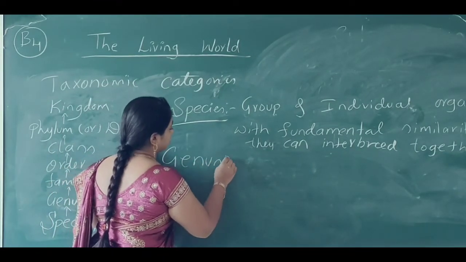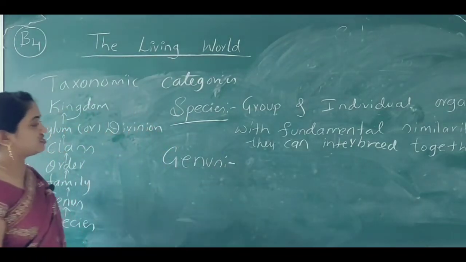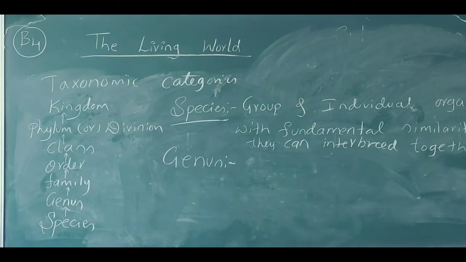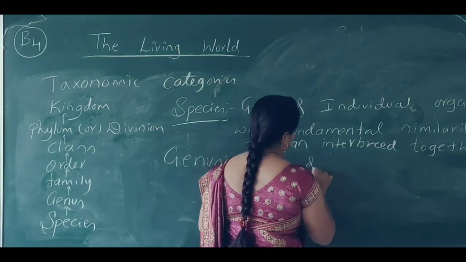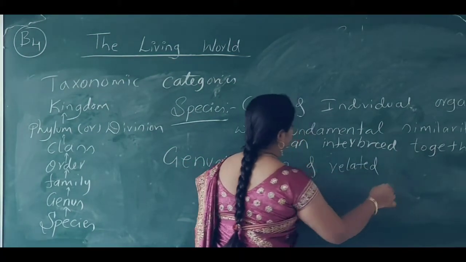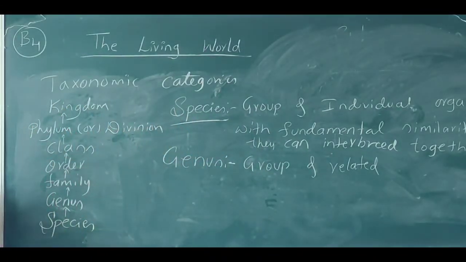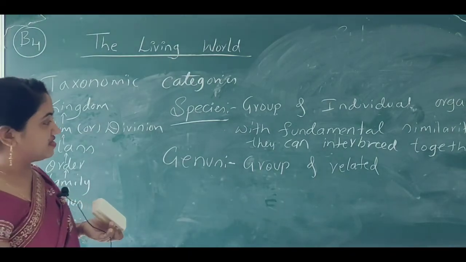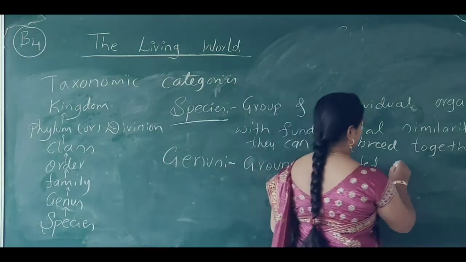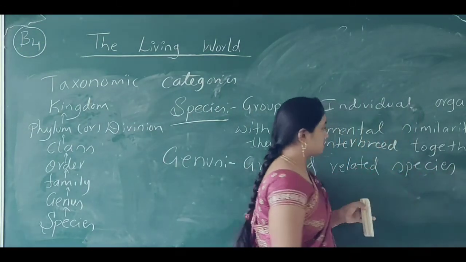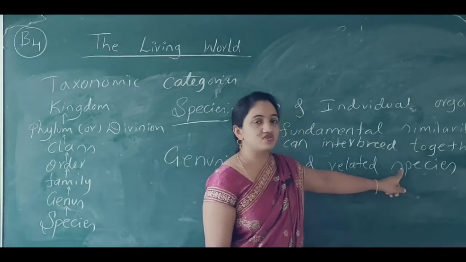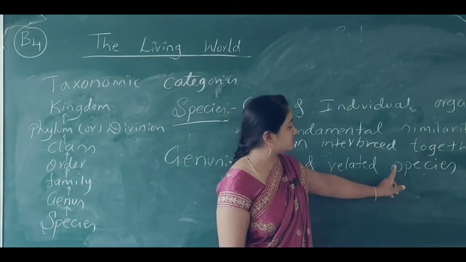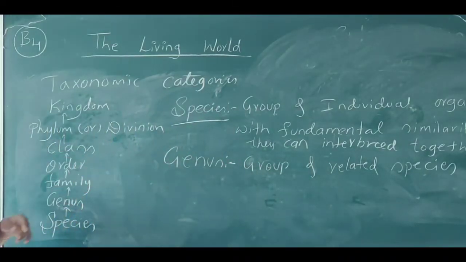Now coming to the genus, the genus definition is as follows. It is a group of related species which has more characters in common to species of other genera. My dear students, just look at this. I used to write the S like this, so don't get confused with the N. This is not N, this is S.